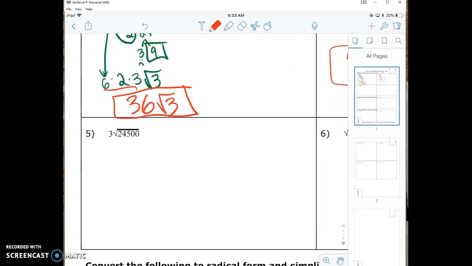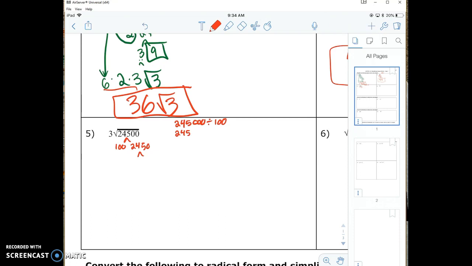3 square root of 245,000. This is a big number, but I'm going to try 100 since it ends in 2 zeros. 245,000 divided by 100 gives me 2,450. Okay, 2,450.